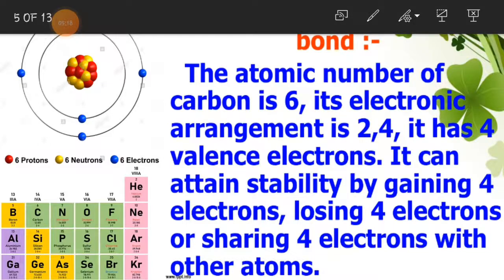These are the conditions with which it can get stability. Either it can take 4 electrons from any outside source, from any other element, or it can lose its 4 electrons. When it loses its 4 electrons, it will be left with only one shell, the 1s shell, and that is filled. So it can get stability by losing 4 electrons, or by sharing 4 electrons with other atoms. Out of these 3 conditions, only sharing of electrons is possible for the carbon atom.